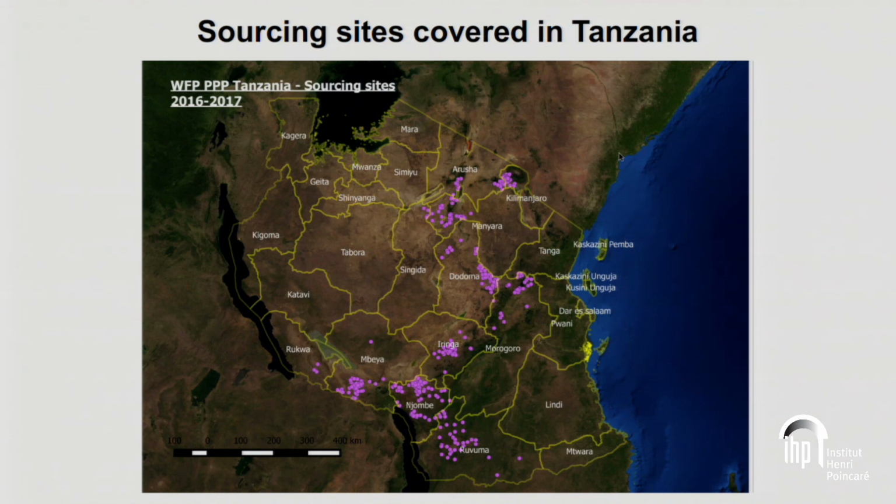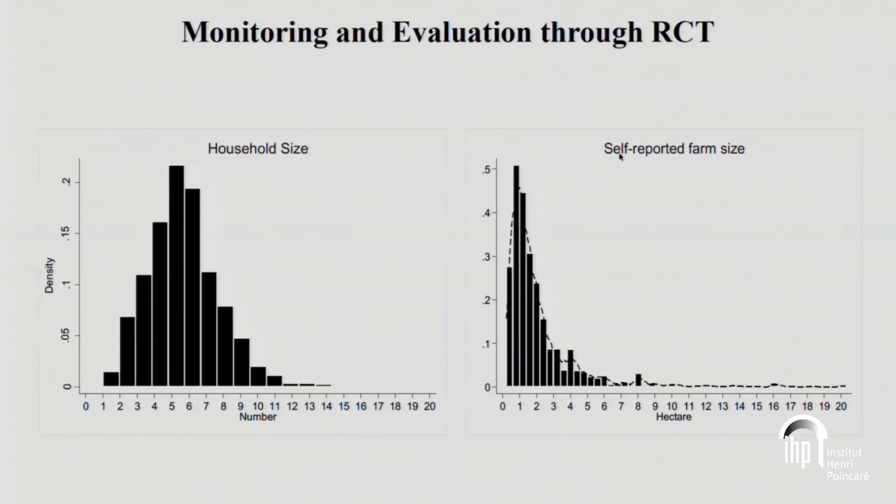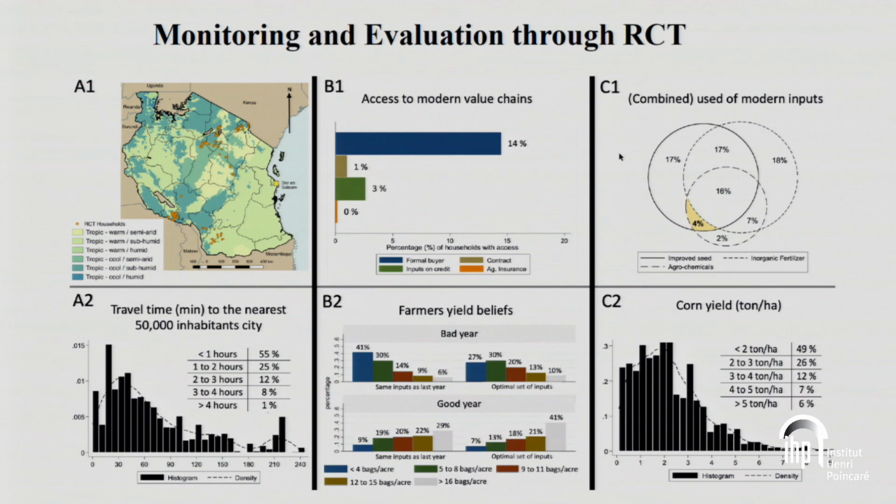These are the sites where these farmers in Tanzania got access to loans because of that insurance mechanism that we introduced there. And these are some results of a randomized control trial that we have ongoing in Tanzania that show the type of farmers that we're working with and with whom we're going to see what this does.